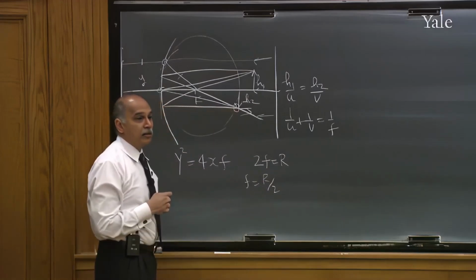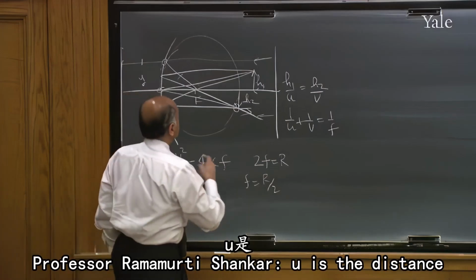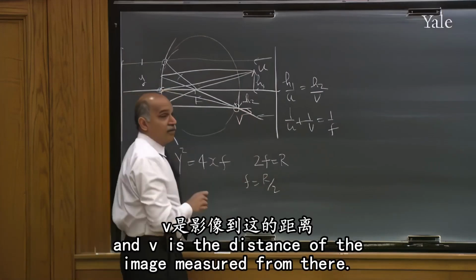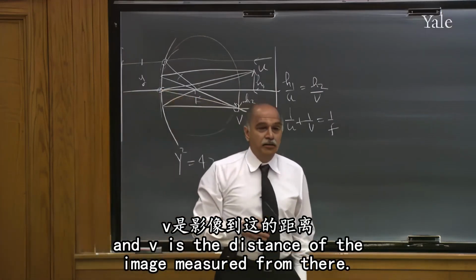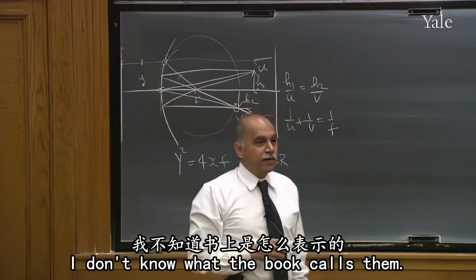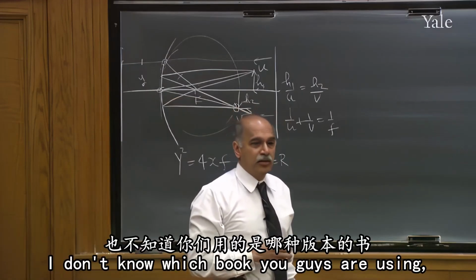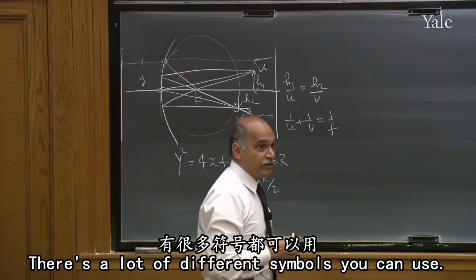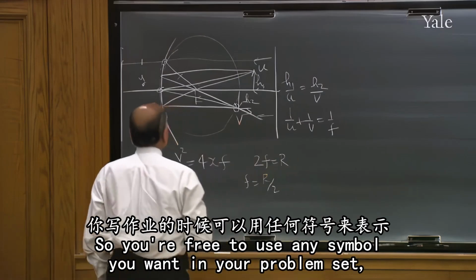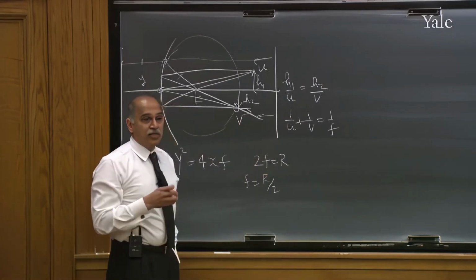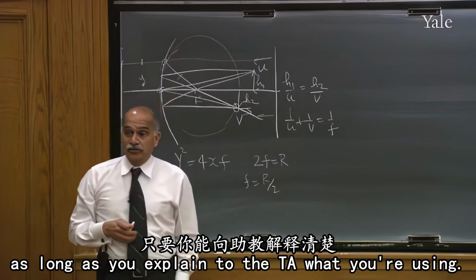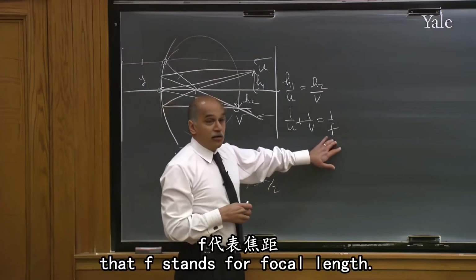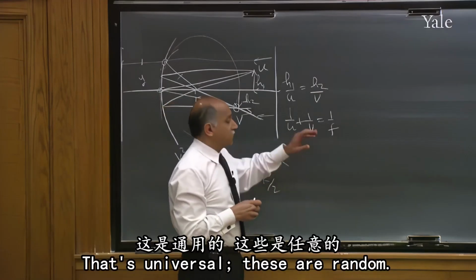Yes? What are U and V again? Oh, u is the distance from the object measured from here, and v is the distance of the image measured from there. I don't know what the book calls them. I don't know which book you guys are using, DI and DO and I and O. There's a lot of different symbols you can use. So you're free to use any symbol you want in your problem set as long as you explain to the TA what you're using. Unfortunately, the only thing everyone agrees on is that F stands for focal length. Okay, that's universal. These are random.